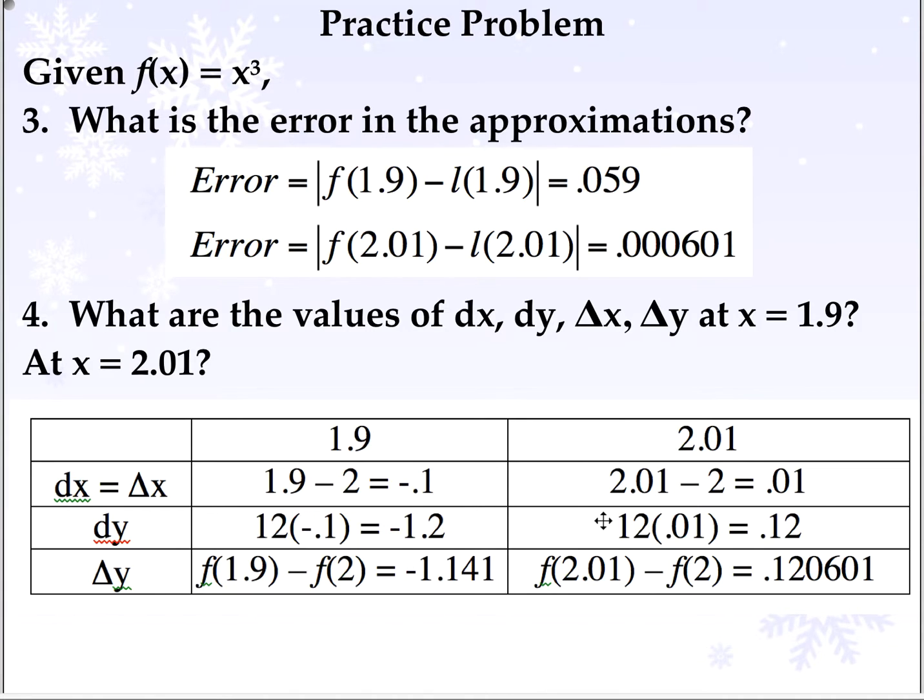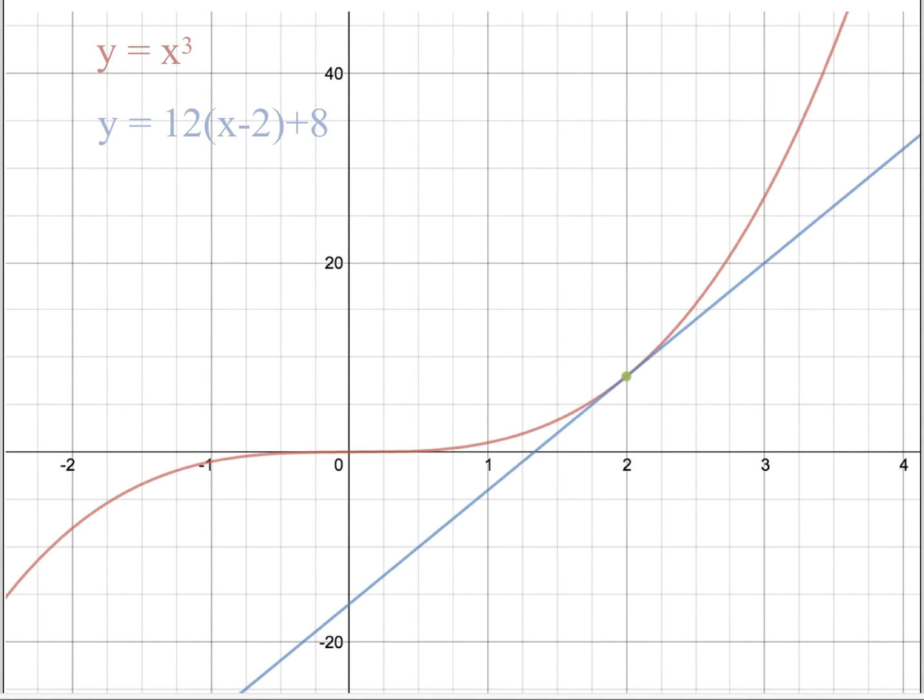And for 2.01, you get 12 times 0.01, or 0.12. And then your delta y is the actual change in y. So this is your f of 1.9 minus f of 2, to get negative 1.141. That just means that we have moved to a lower y value from our fixed point. And then f of 2.01 minus f of 2 is 0.120601.